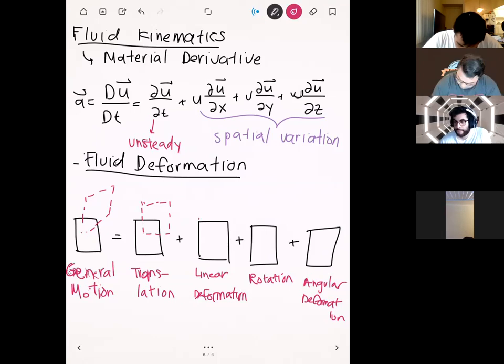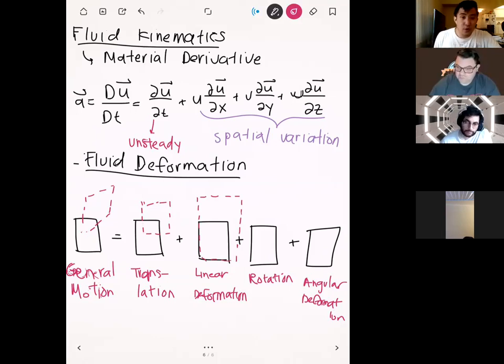Another way that we can think about linear deformation is simply as expansion and contraction, okay? And so you can see what I've drawn with the red box here is that our starting black box just got bigger than before. And so that's linear deformation. We retain generally the same shape, it just gets bigger or smaller. So it's just expansion or contraction.